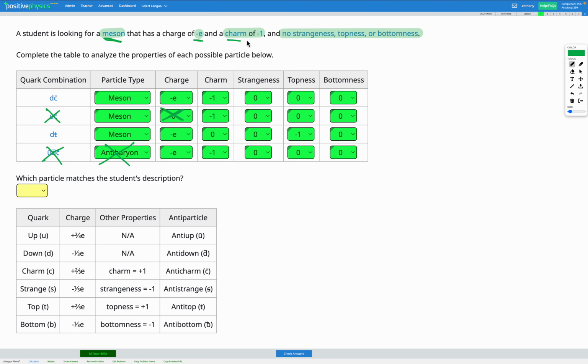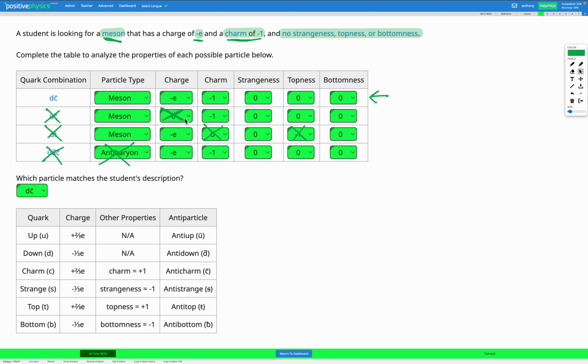Then we're told it has a charm of -1. That cancels out our third row option, which had a charm of 0. So that leaves us with just the first row being all correct so far. Finally, we're told it's got no strangeness, no topness, or no bottomness. And for our first row, that's true for all of those. We've got 0 for strangeness, topness, and bottomness. So that means row 1 is going to be our correct particle, which was down and anti-charm. So we can go ahead and fill that out in our answer here.